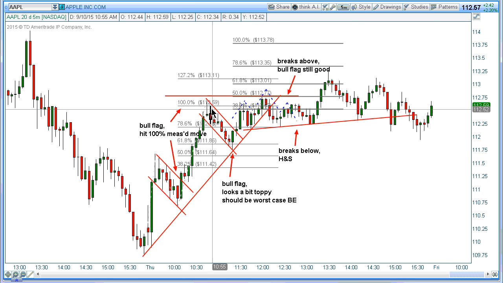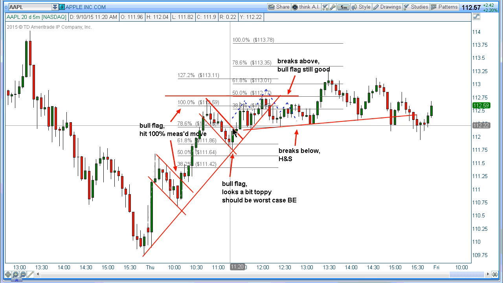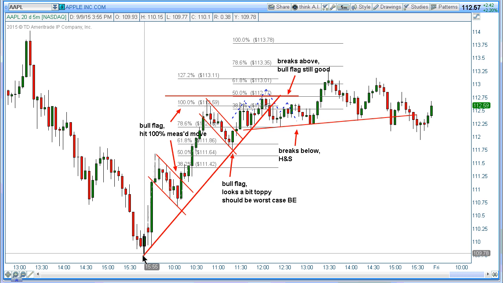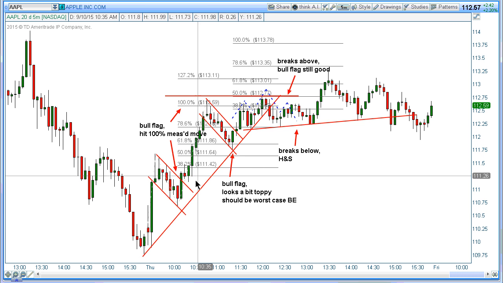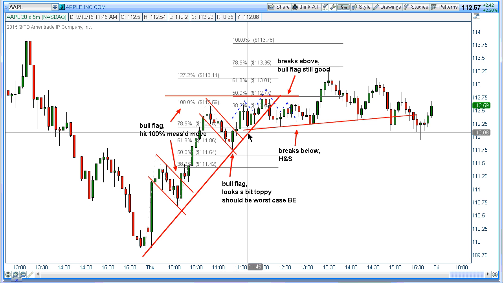So in this case, it pulled back. And here again, it set up a little flag, so it's a nice orderly pullback. In addition to that, you can also draw a trend line up here. It seems to be holding this trend line.